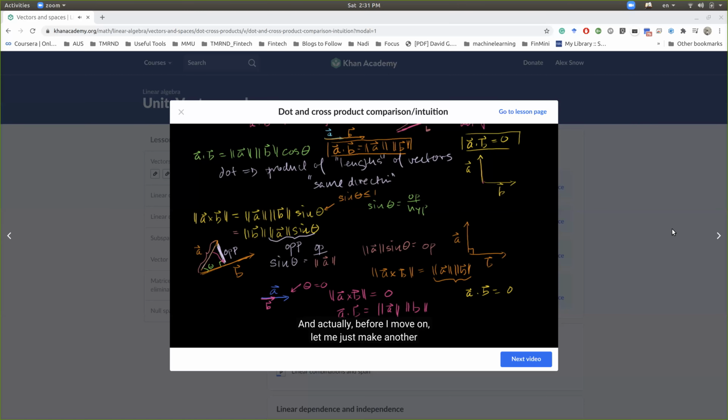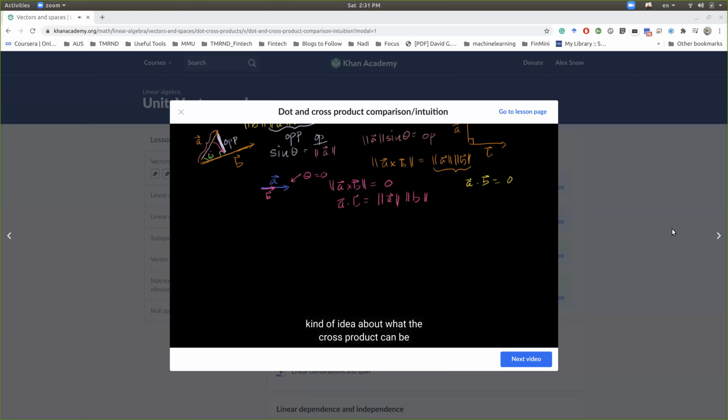And actually, before I move on, let me give another idea about what the cross product can be interpreted as, because a cross product tends to give people more trouble. So if that's my A, and that's my B, what if I wanted to figure out the area of this parallelogram? So if I were to shift A and have that there, and if I were to shift B, or draw a line parallel to B, and I wanted to figure out the area of this parallelogram right there, how would I do it using regular geometry? Well, I would drop a perpendicular right there.